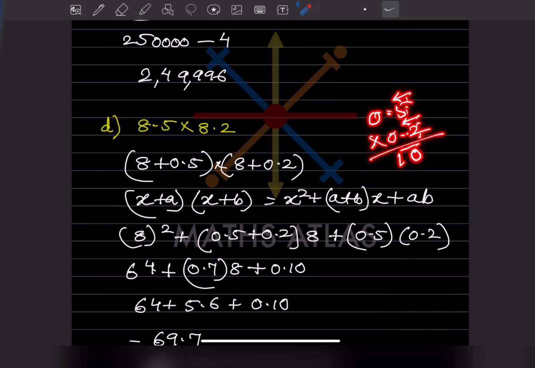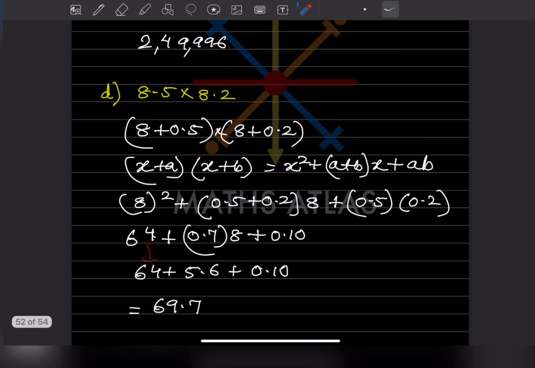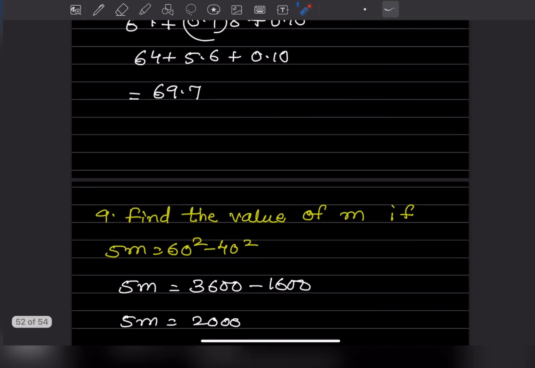So we are going to go backwards by 2 numbers and then put a decimal. So it is going to be 0.10. Be careful with the calculation of this part. Now 64 and this should be 5.6 plus 0.10. When you add this all, you get 69.7.